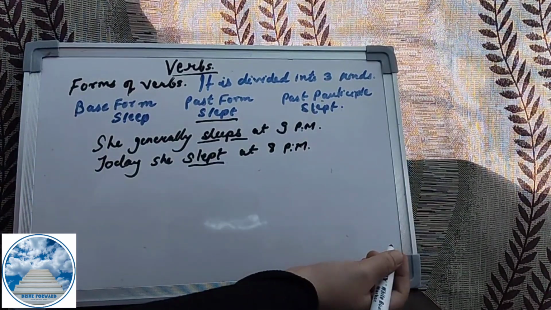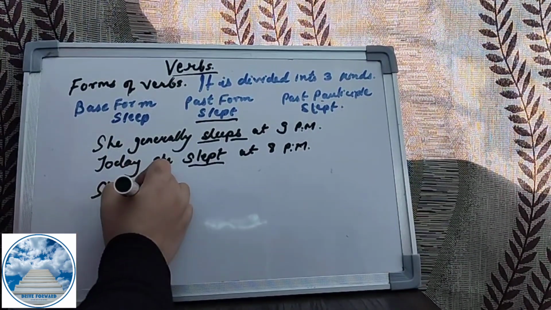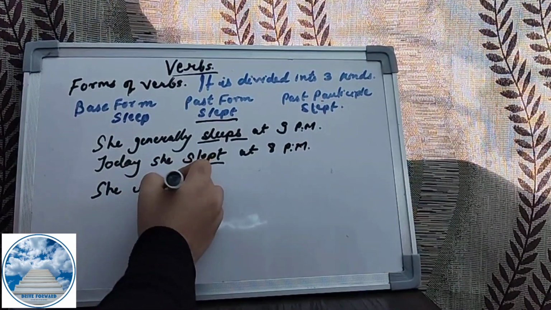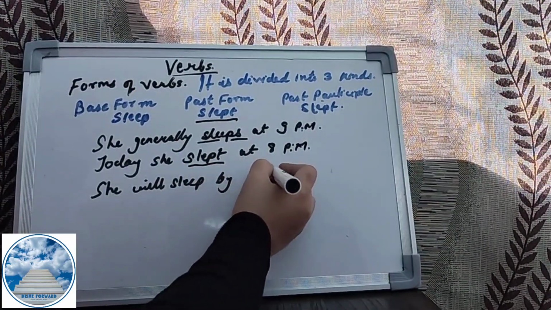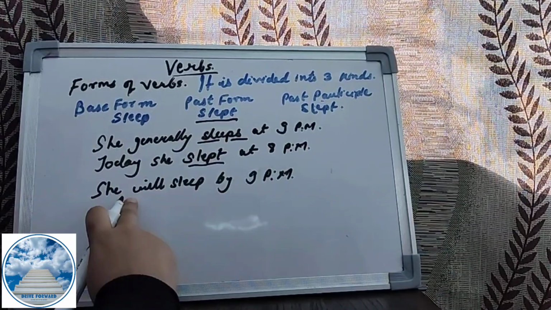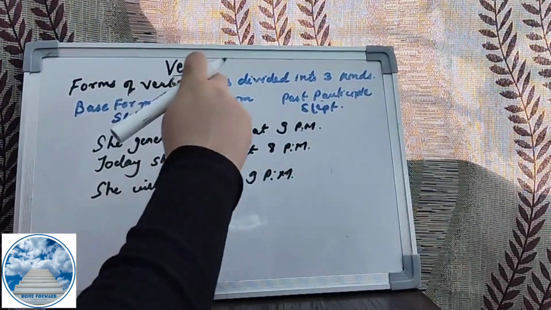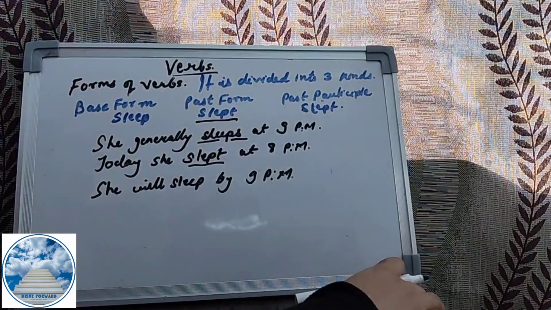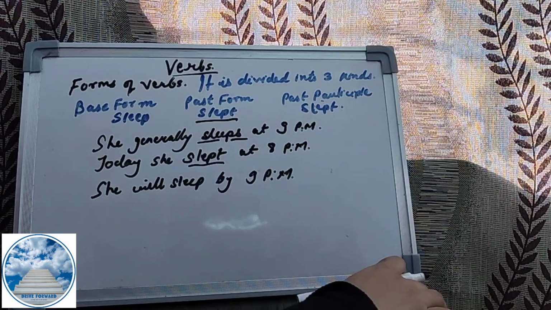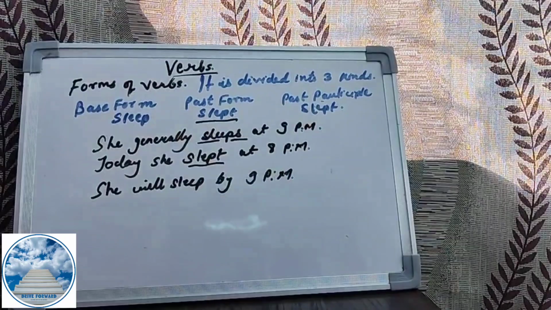And she will sleep by 9 p.m., or she will sleep by 9 p.m. So in future it's the same sleep. In future tense you have to use the base form. In past you have to use slept. Okay, like another example, I can say he walks very fast. He walks very fast. So walk, walked, and walked.